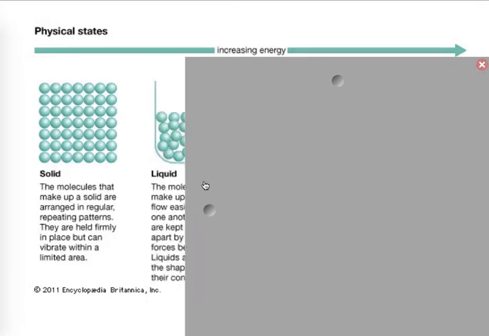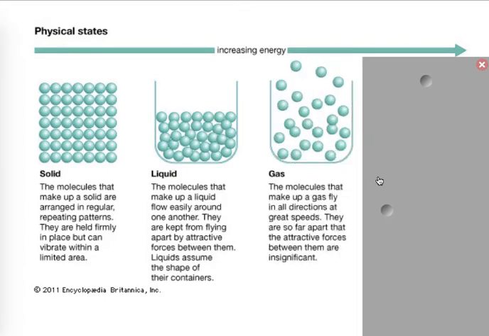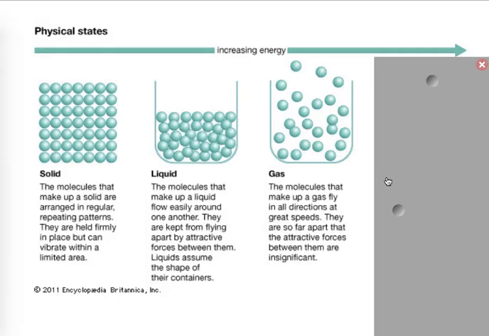As they start to vibrate and move faster, we achieve the liquid state. The particles that make up a liquid flow easily around one another. They are kept from flying apart by attractive forces between them. Liquids assume the shape of their containers. As I add even more energy, the particles now gain enough kinetic energy to overcome those interparticle attractive forces and become a gas. The molecules that make a gas fly apart in all directions at great speeds.